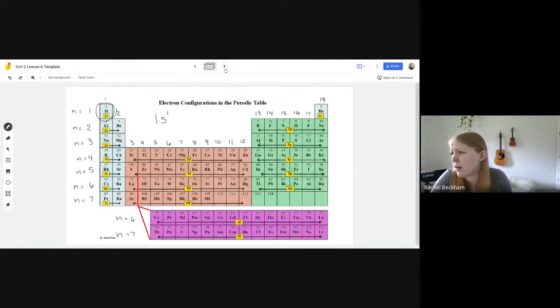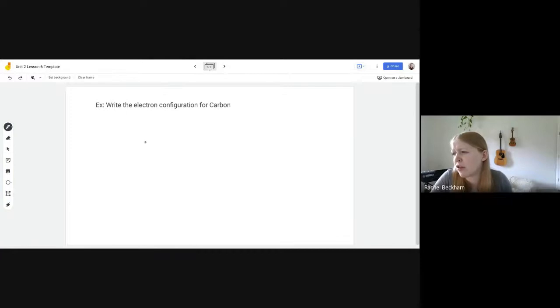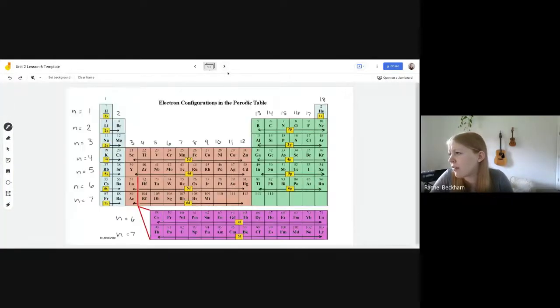Let's try another one now. Write the electron configuration for carbon. Let's find carbon. Carbon is right here. So here's how this works. When you have something further in the periodic table, you are always going to start at hydrogen.